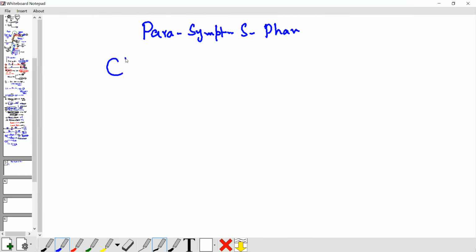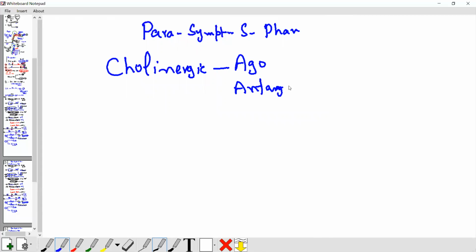Parasympathetic system pharmacology. Which system? This drug system is known as the cholinergic system. There are two groups here: cholinergic agonist and cholinergic antagonist. Okay, clear? So we're using a receptor here.